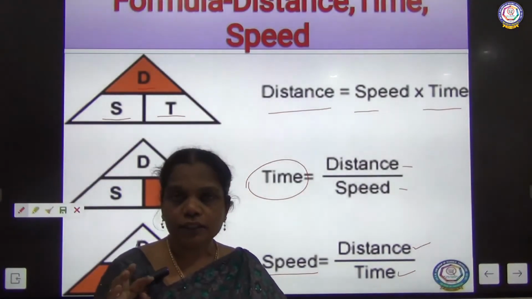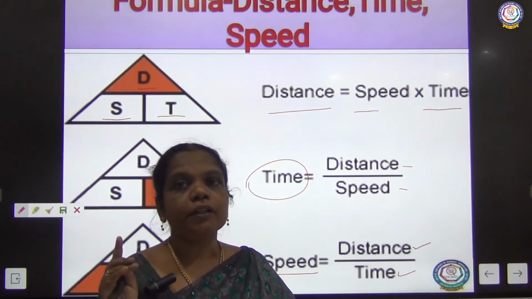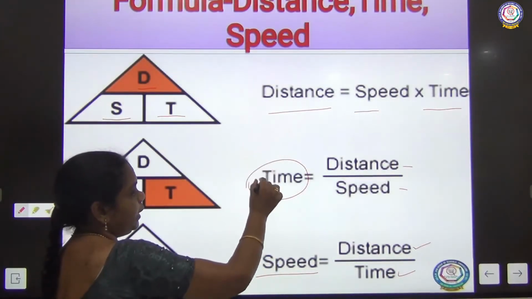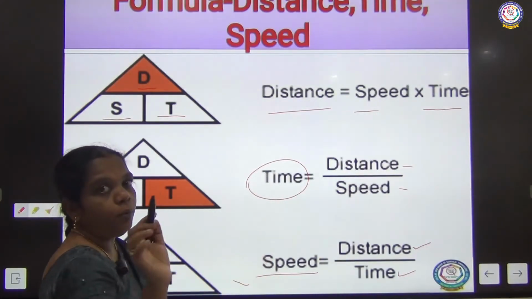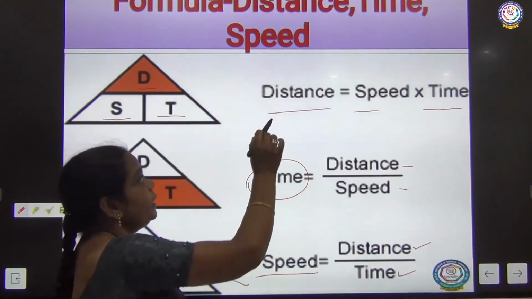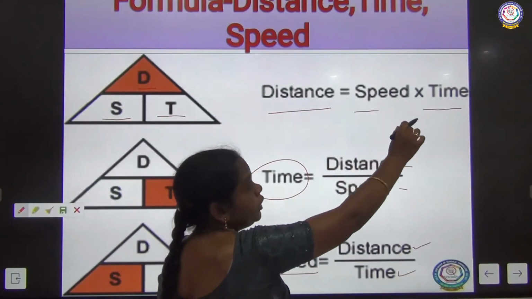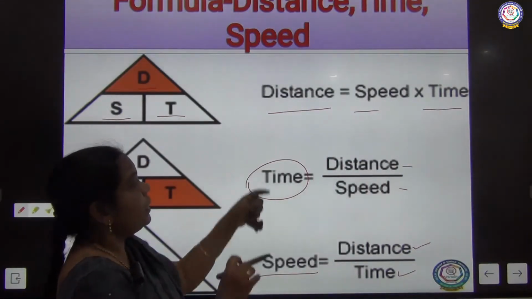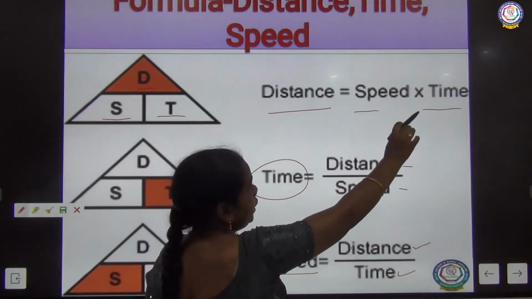What are the factors? Distance, time and speed are interrelated to calculate distance, time and speed. What is the formula to find the distance? Distance equals speed into time. So what is the formula to calculate the distance? Distance equals speed into time.